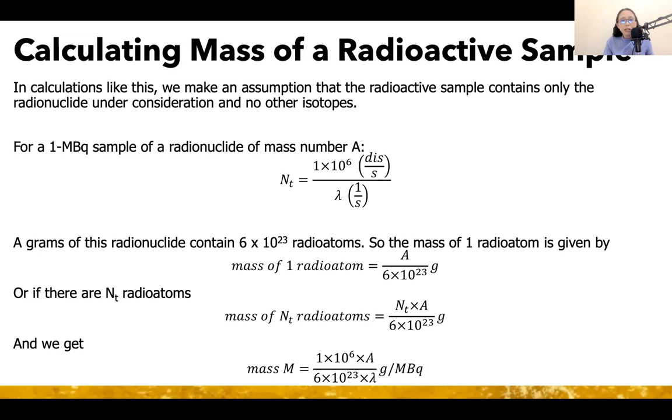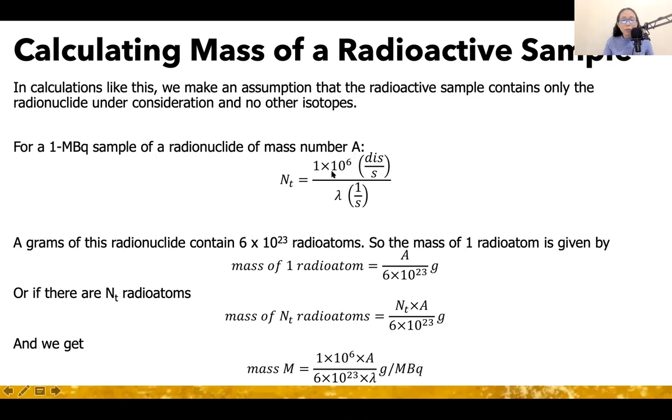So again, in calculations like this, we make an assumption that the radioactive sample contains only the radionuclide under consideration and no other isotopes. So we are assuming that our source of radionuclide is pure. So for example, a 1 megabecquerel sample of a radionuclide of mass A will have this relationship. So you have N sub T, which is the amount or number of radionuclides, equals the rate or the radioactivity, which is given in disintegrations per second.